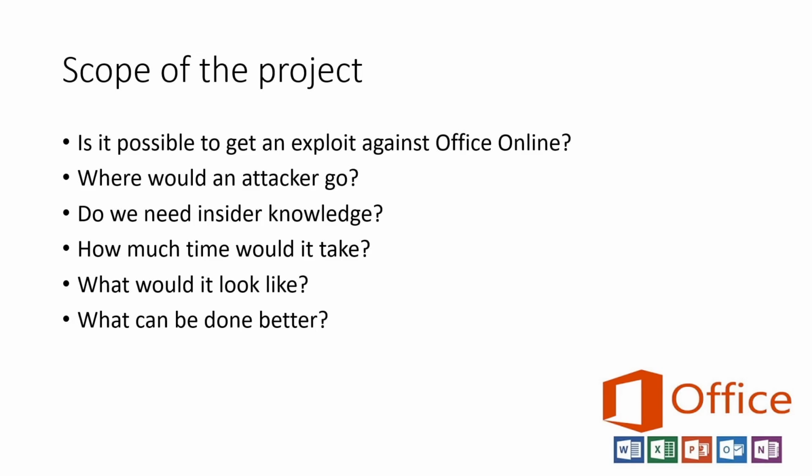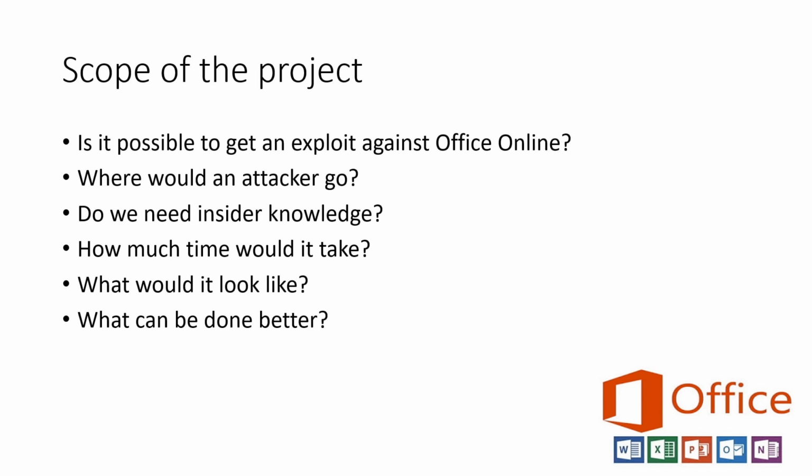And then the next question would be, how would one do that? How much time would that take? Would we need things like, I don't know, symbols, for example, insider knowledge, insider information? That's an interesting question. And then in the end, if we ever manage to exploit a vulnerability, what can be done better to make Office Online a harder target for exploiters? So you see, several questions that needed some answers.